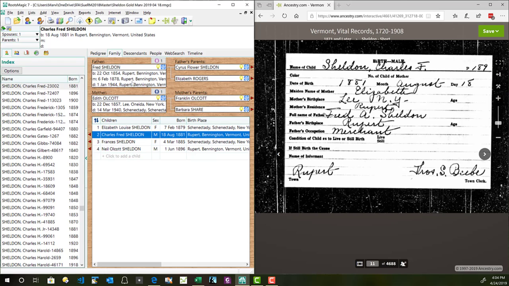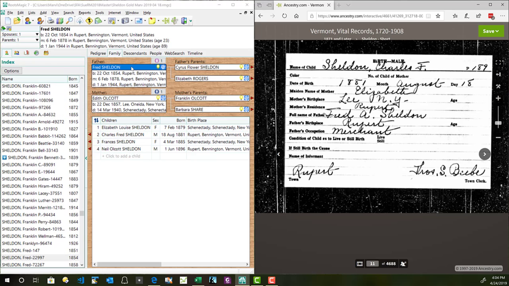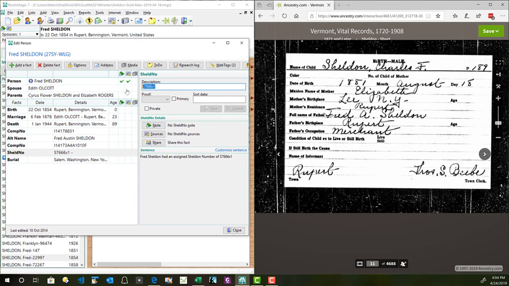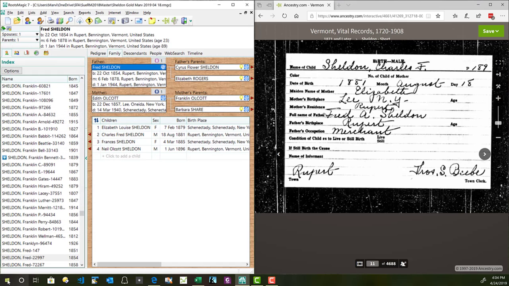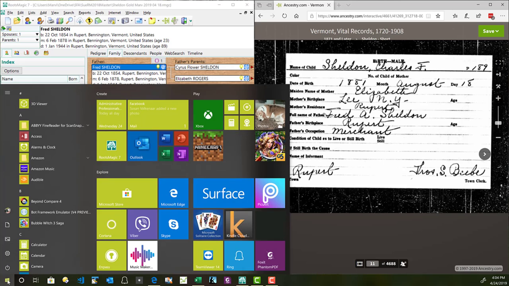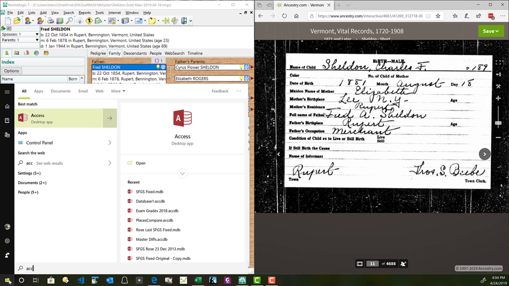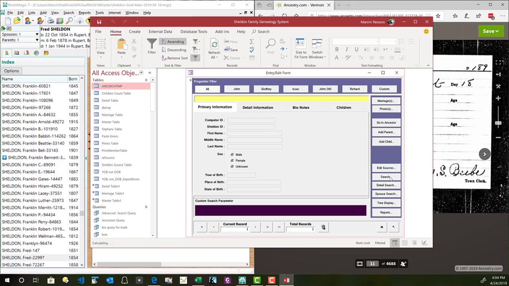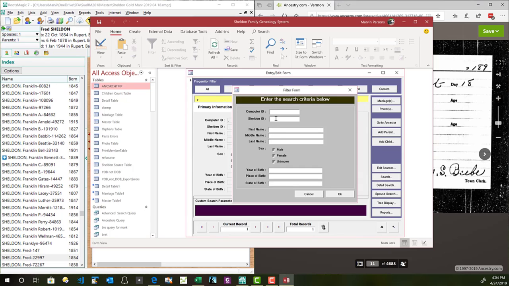So in checking my conversion from the old database, I had a Sheldon number that I converted everyone from. I'm going to copy this Sheldon number, and then I'm going to run the old 2006 database in Access called the Sheldon Family Genealogical System. It pops up, then I'm going to go search for that Sheldon number and see what it used to be. There's the Sheldon number, paste in.